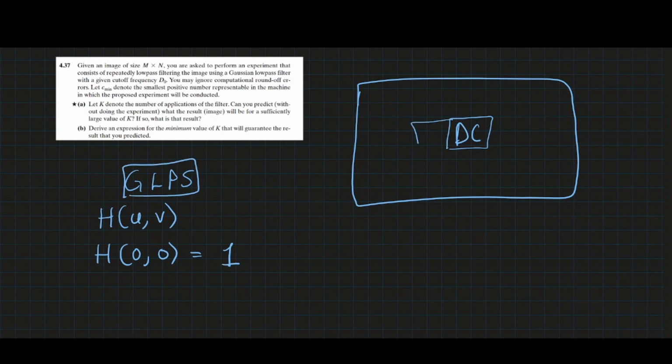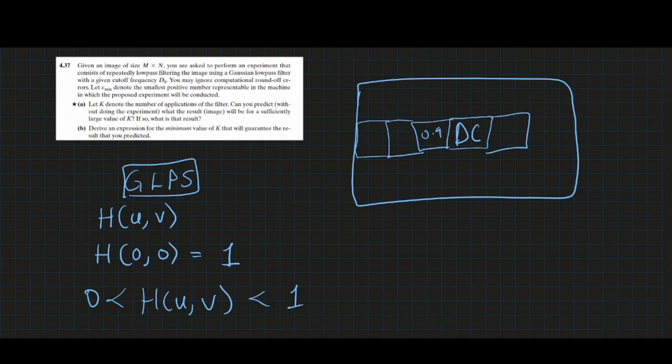And every other place, it will range from values greater than 0 to values less than 1. So here could be 0.9, here could be 0.5, and so on and so forth. If you want to apply a filter to an image, the formula is actually this: G of (u,v), which is the filtered image, will be H of (u,v), that's the Gaussian filter, times the transform of the image itself.